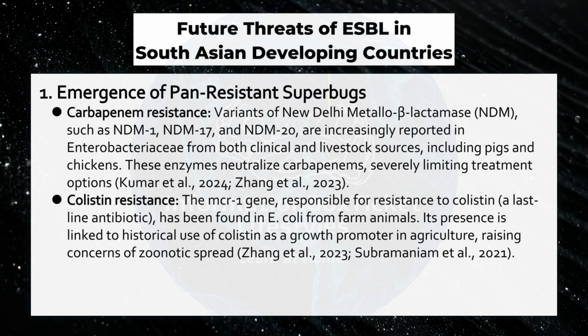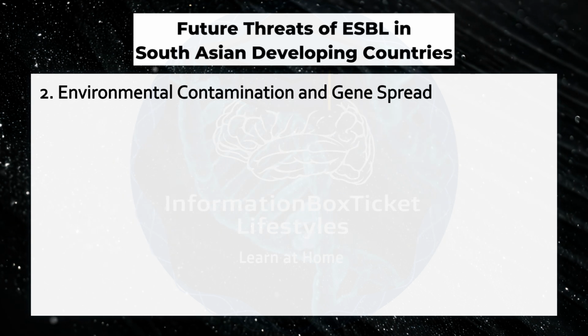Colistin resistance. The MCR-1 gene, responsible for resistance to colistin, a last-line antibiotic, has been found in E. coli from farm animals. Its presence is linked to historical use of colistin as a growth promoter in agriculture, raising concerns of zoonotic spread. Environmental contamination and gene spread.